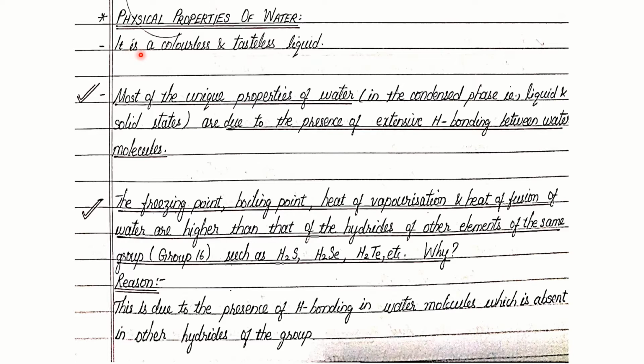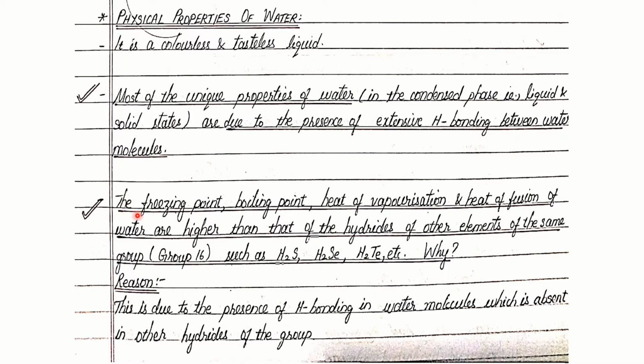We all know water is a colorless and tasteless liquid. Students, remember hydrogen bonding, which you have learned in the chapter on chemical bonding? In that, you should have learned that water molecules exhibit hydrogen bonding. Presence of extensive hydrogen bonding between water molecules is the reason for most of the unique properties exhibited by water in the condensed phase. That is, when it is in the liquid state and when it is in the solid state. And remember, water is a hydride of oxygen which belongs to 16th group.